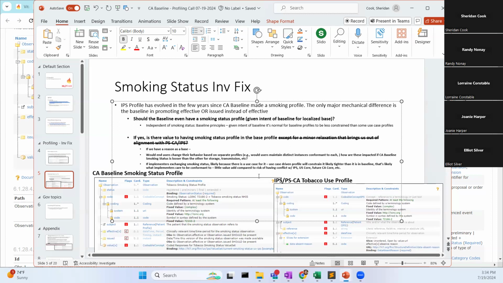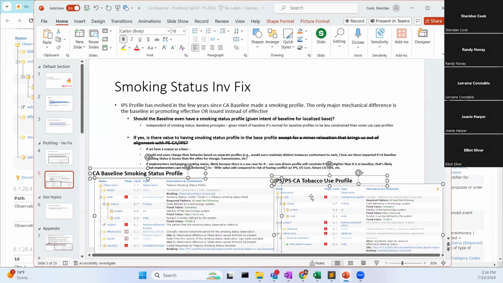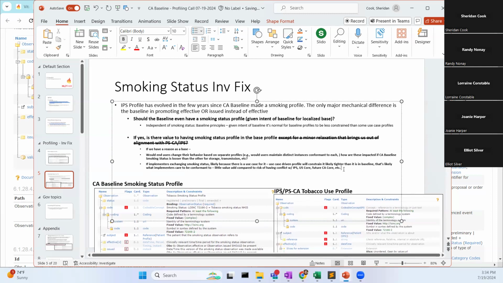My thought is the only reason to include it, if we do, is if we've changed it from whatever our source is and we're saying it is a level below baseline, or wherever baseline is derived from, right? So if we haven't made any changes for what this would be, then we shouldn't have it here. Well, it's a profile on observation. An observation is a pretty general resource used for all sorts of things. So, I mean, there are significant constraints relative to observation. Right.